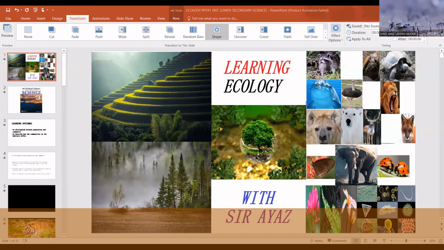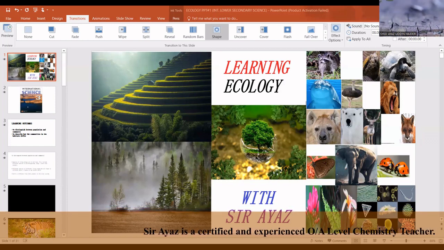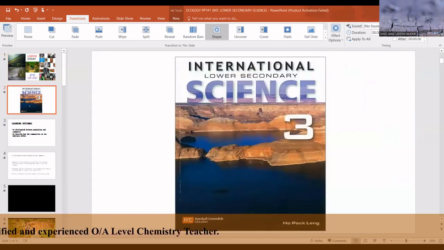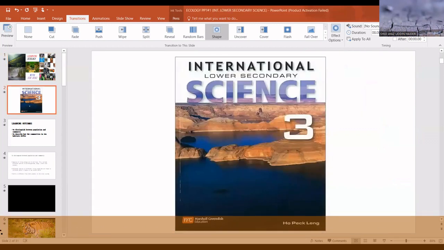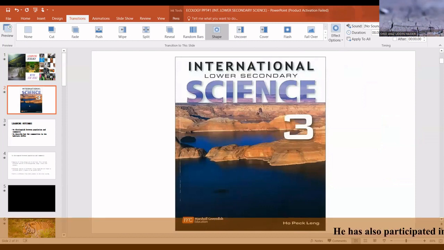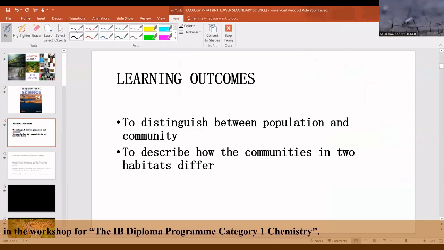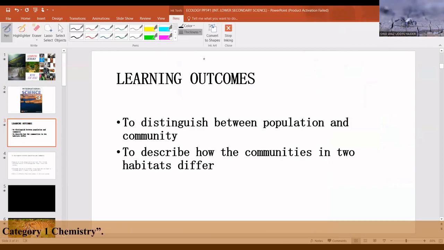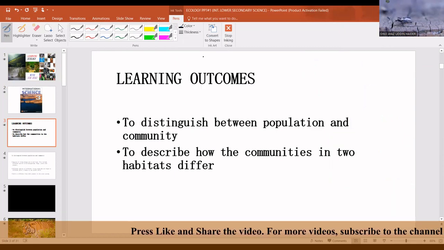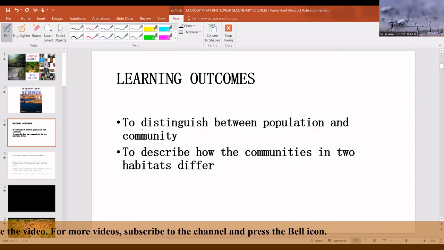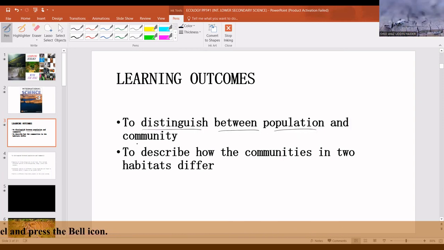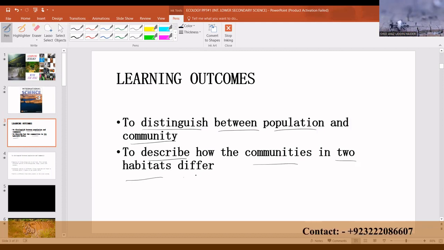So in this video, I'm going to start the new topic, which is ecology. The level is 8 and the book I'm following is International Lower Secondary Science Book 3 by Marshall Cavendish Education. Here we are having learning outcomes of this topic: to distinguish between population and community, and to describe how the communities in two habitats differ.